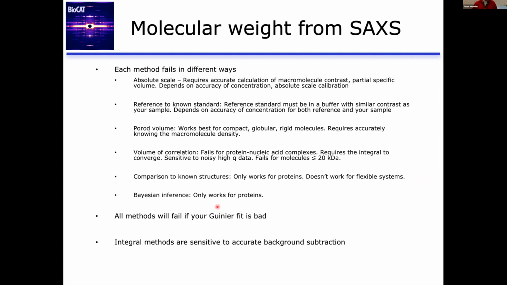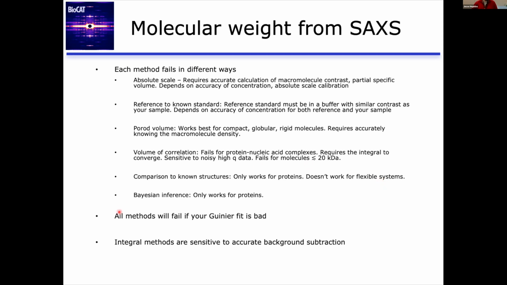And the Bayesian inference only works for proteins. In theory, it minimizes these other issues, but if one of these is bad enough, it can throw off the Bayesian inference and you'll get a better value from one of these individual approaches. So everything else being equal, ideally, all of them would give you the same answer. But in reality, they all have different failure modes. They all work best for different types of systems.